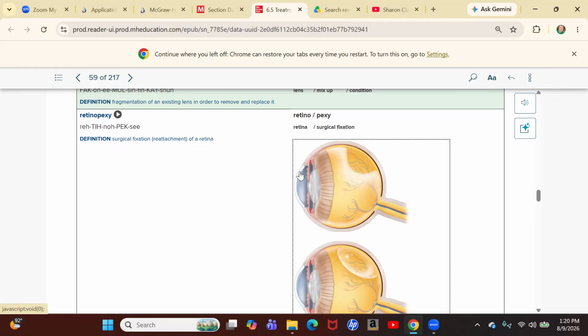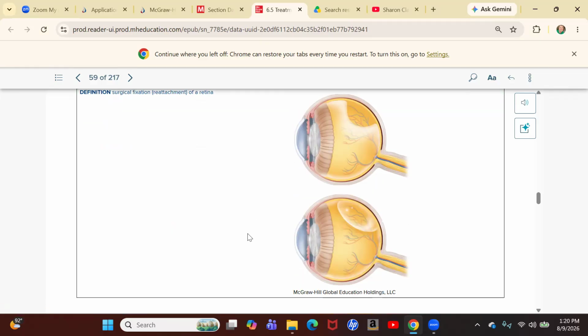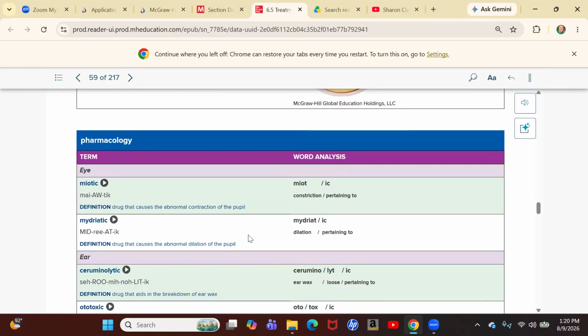And that's no bueno. That is not good because if the retina is not attached here to the choroid, that part of the retina dies and it can lead to blindness. So, pretty serious stuff.